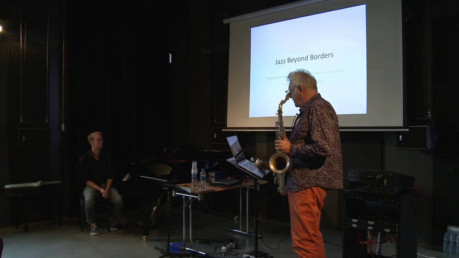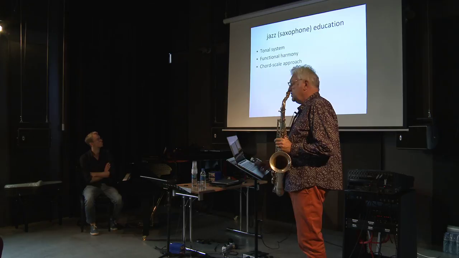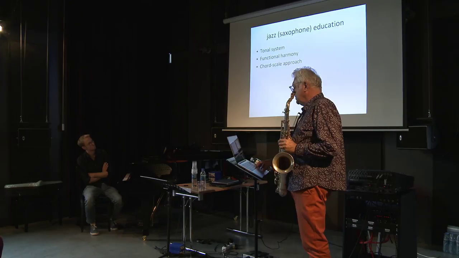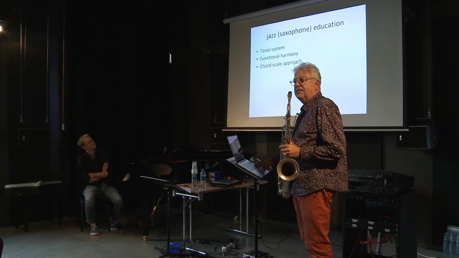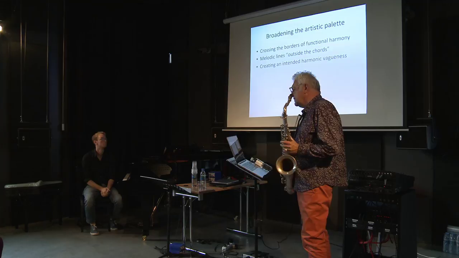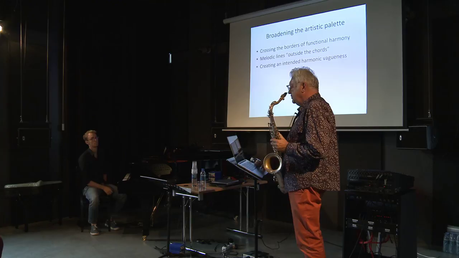Jazz saxophone education, but it's also for a lot of other instruments, is mostly focused on the tonal system: major, minor, augmented, diminished, functional harmony, 2-5-1, fourth step, fifth step, turnarounds, and playing the Lydian, Mixolydian, Aeolian scale up and down, etc. I would like to broaden the artistic palette. I would demonstrate tools to cross these borders of functional harmony in jazz terms, to find melodic lines outside the chords.